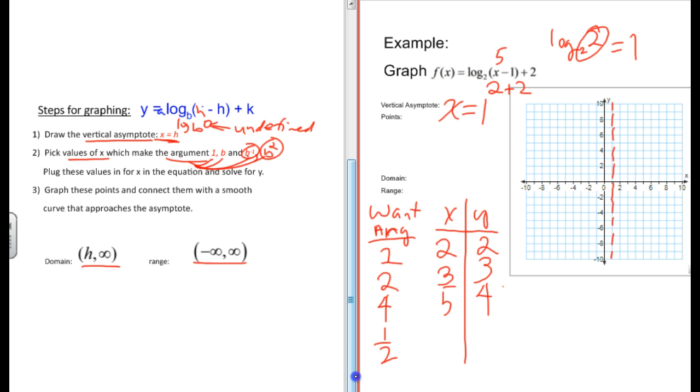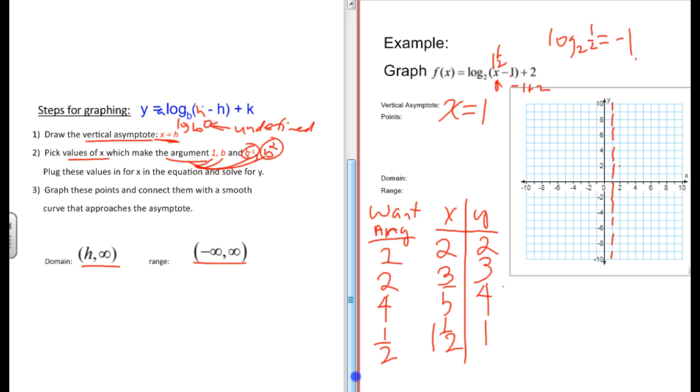And lastly, the funky one, I need to get a half for my argument. What would I have to plug in for this x to get a half? Well, what number minus 1 is a half? Isn't it 1 and a half? So plug a 1 and a half in for x. Now let's do the math. 1 and a half minus 1 is a half. Log base 2 of a half. Wasn't that negative 1? And that's why I always want my argument to be the reciprocal of my base, because it'll always just be negative 1. What's negative 1 plus 2? 1. So now I'm ready to graph my 4 points.